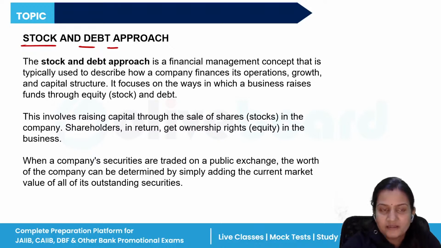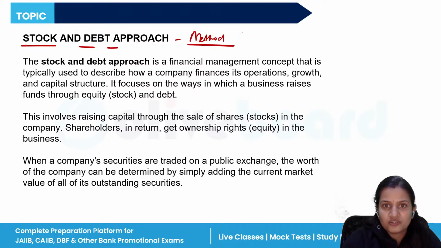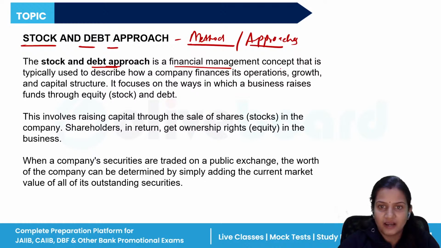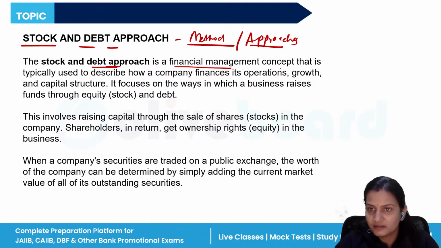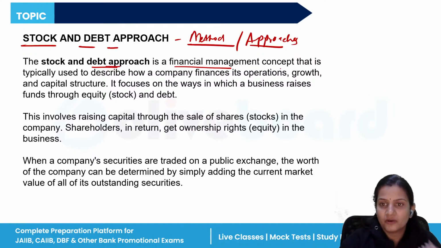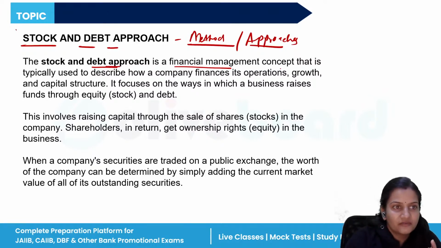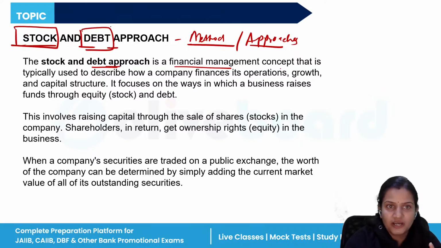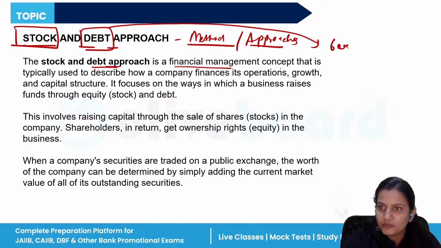Stock and debt approach. Again, this is the next type of method, or you can say approach. The stock and debt approach is a financial management concept that typically tells how much operations the company is making, how much growth the company has made, what the company's capital structure is, how much debt the company has taken, how many debenture holders the company is carrying, and the burden of interest the company has. It will analyze all of that. Debt means what? The borrowed money.